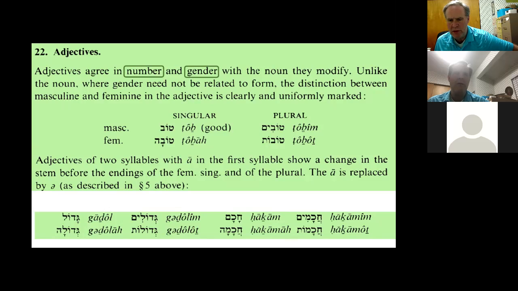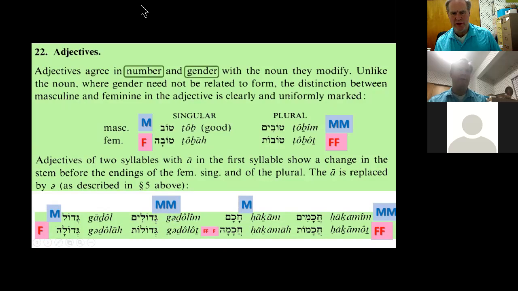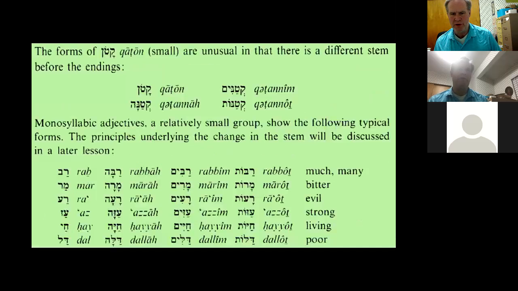Okay, the word for wise is kind of hard to say. It's chakam. So chakam, chakama, chakamim, and chakamot. That would be a wise guy, a wise girl, a bunch of wise guys, and a bunch of wise girls. Okay. All right. So that's the masculine, and that's feminine, and you see the singulars and the plurals there.